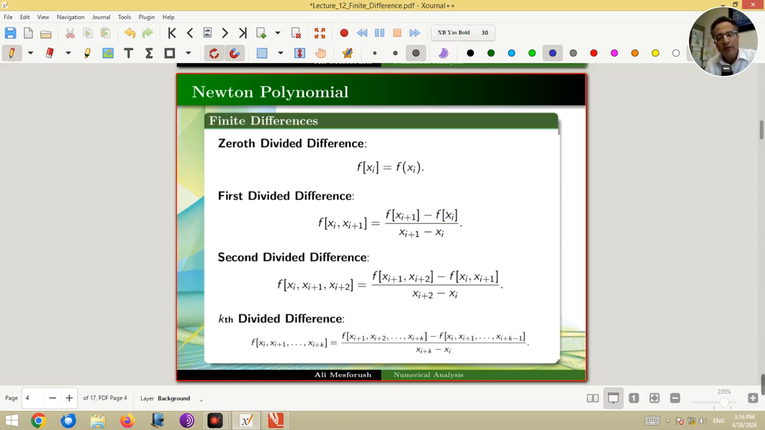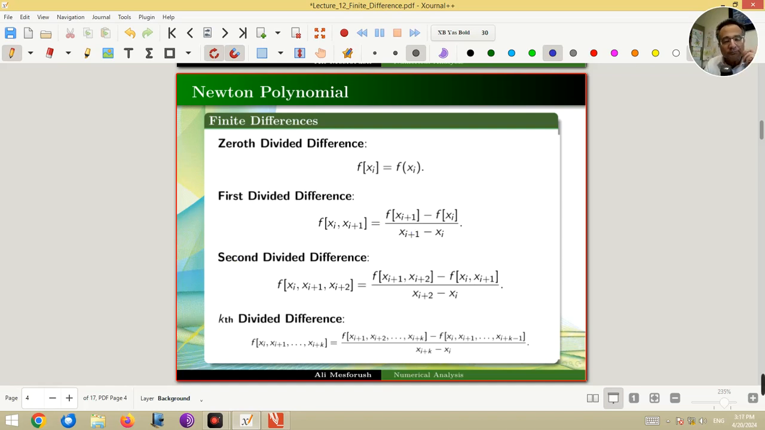You put f of x_i and put a minus here. And then put x_{i+1}, the last one, minus x_i, the first one, in the denominator. This is the first divided difference. You can generate this divided difference for every 2 points.